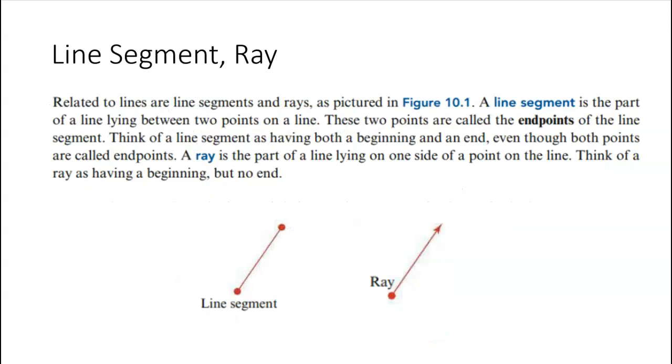Now, a line segment and a ray are a little bit more specific. So a line segment lies between 2 points on a line. Oops, let's get a different color. So these are our 2 points, and these are called endpoints. And so a line segment has a beginning and an end. A ray has 1 point, and then the other is a line. So a ray has a starting point, but it has no end.